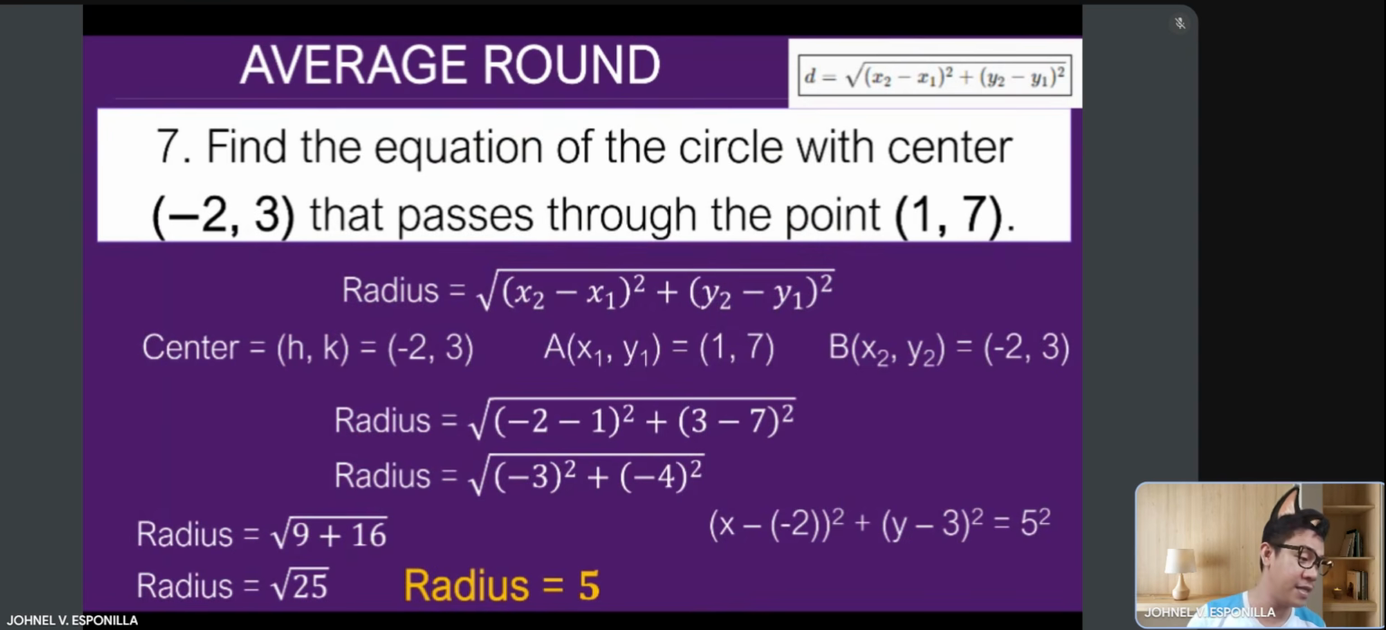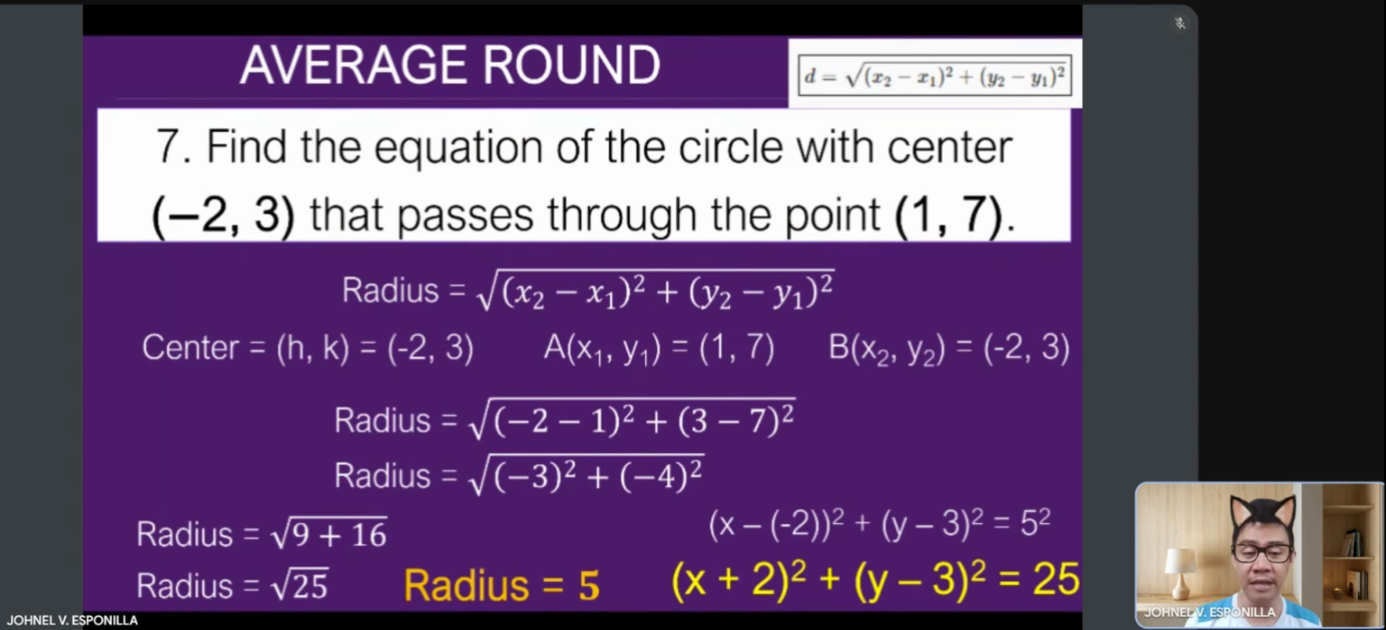Okay, so yung h natin again, negative 2, at yung k pa natin ay positive 3, at yung radius pa natin ay 5. Okay, double negative again is positive, tapos yung 5 squared becomes 25. This is now the standard equation of the circle. The square of x plus 2 plus the square of y minus 3 is equal to 25.